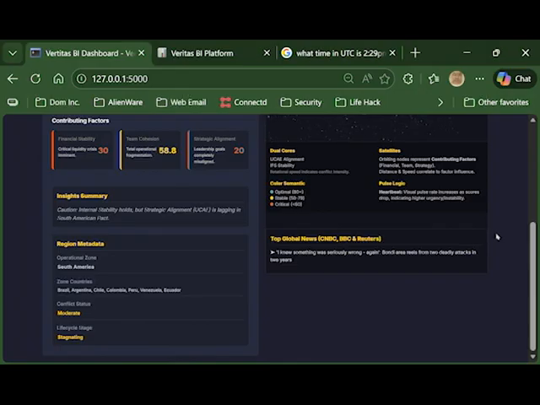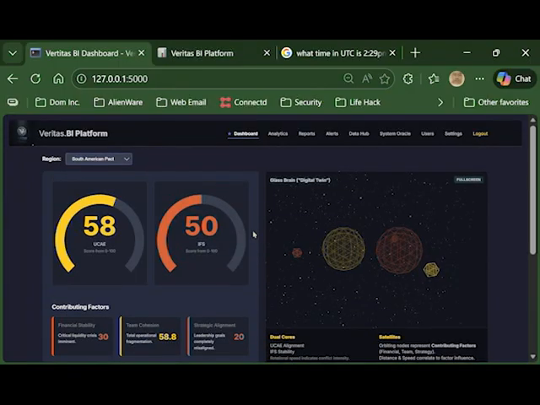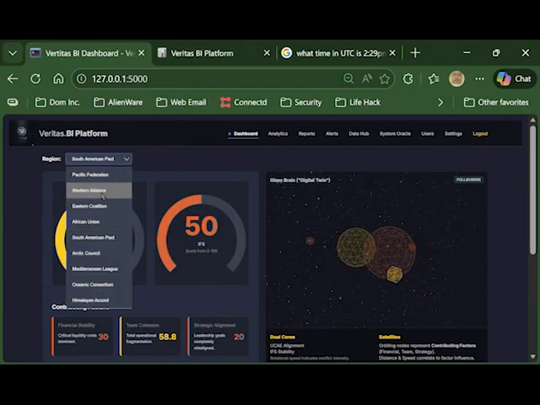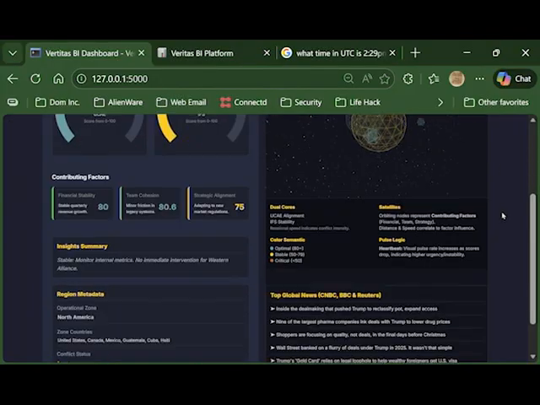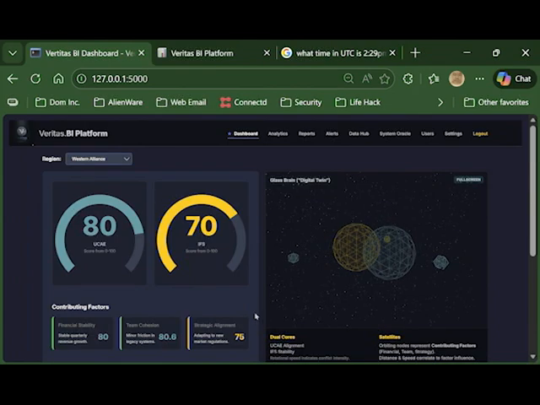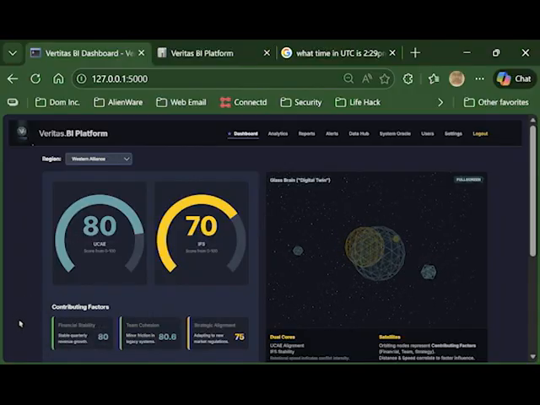Below the visualizer, we have our live feed. This isn't just generic news. It's filtered intelligence from CNBC, BBC, and Reuters, specifically curated for the operational zone selected. The Veritas.bi dashboard turns abstract data into a living organism. For a CEO or a head of state, this answers the question, is my organization under too much load? Instantly, without reading a 50-page PDF.